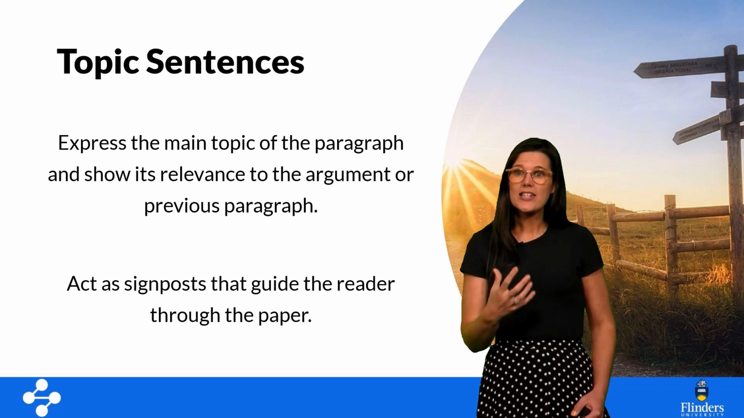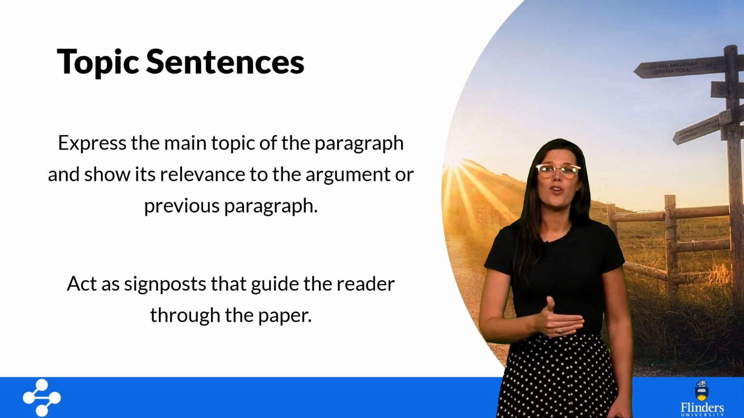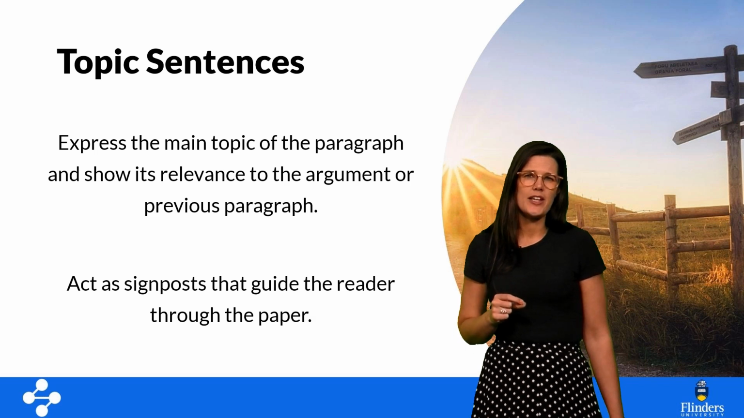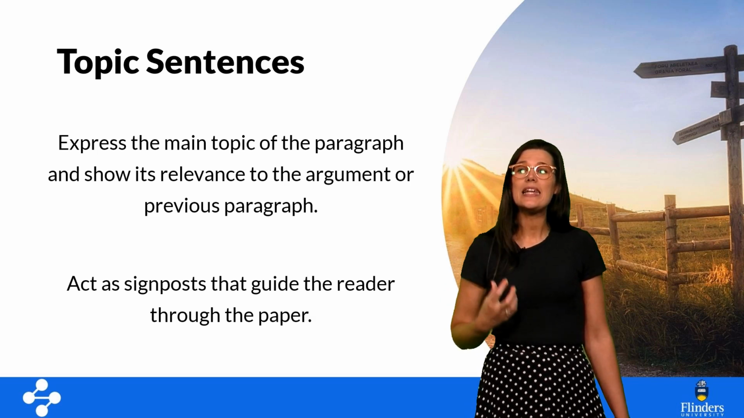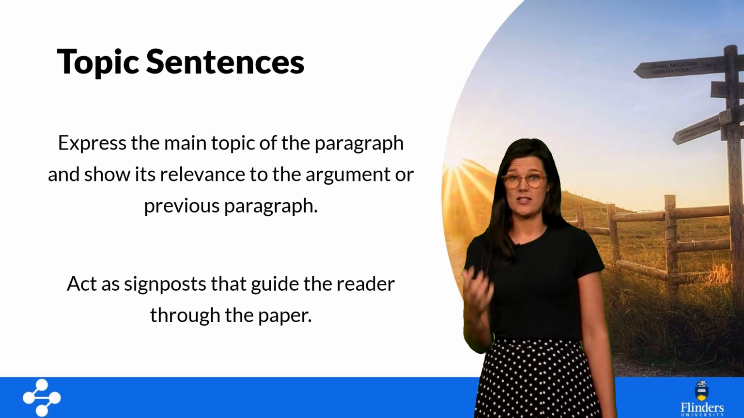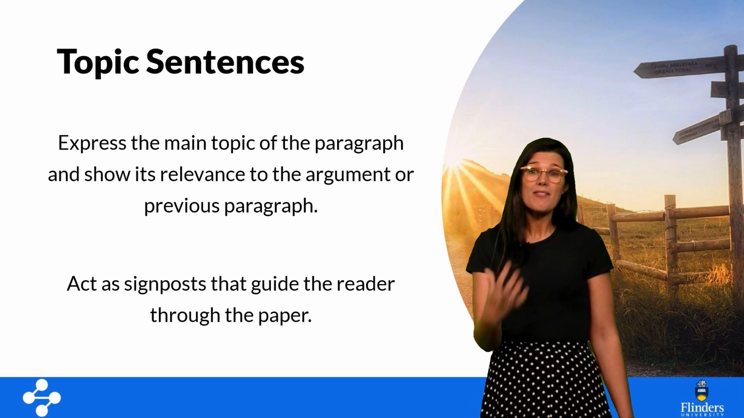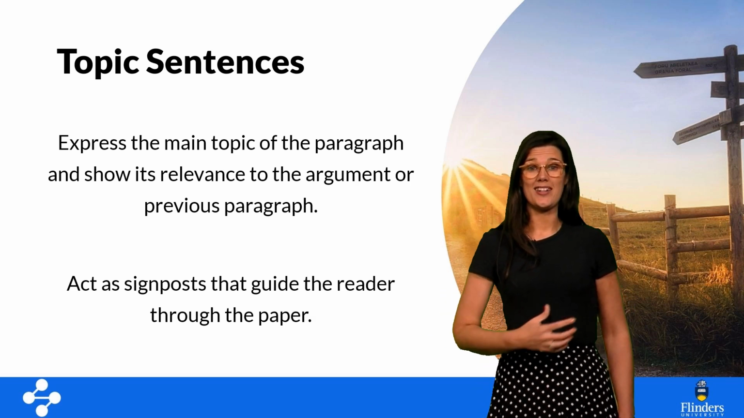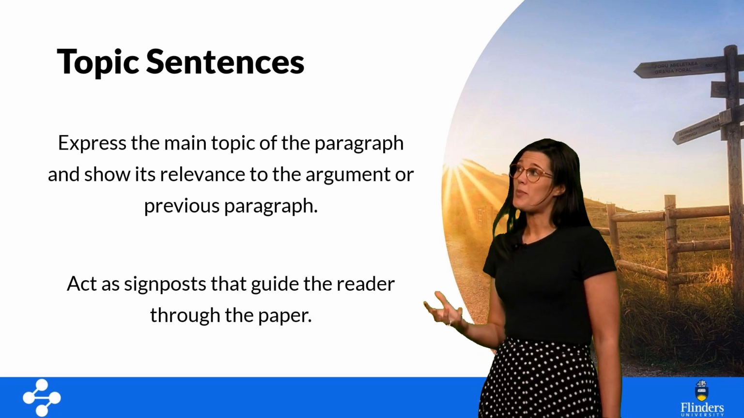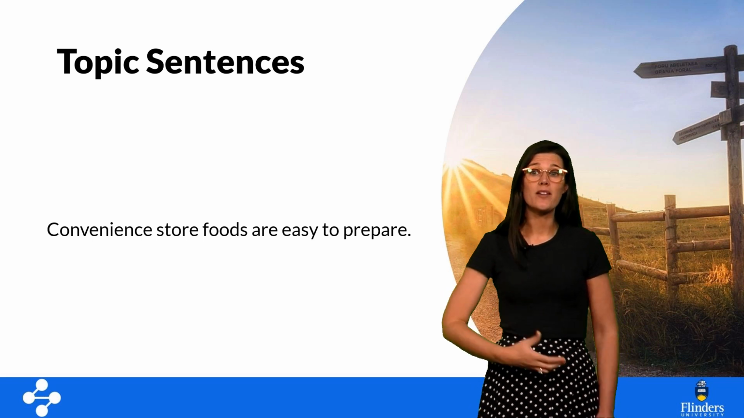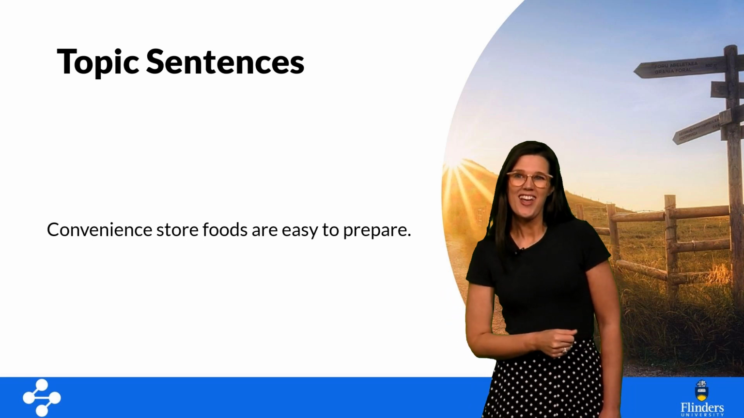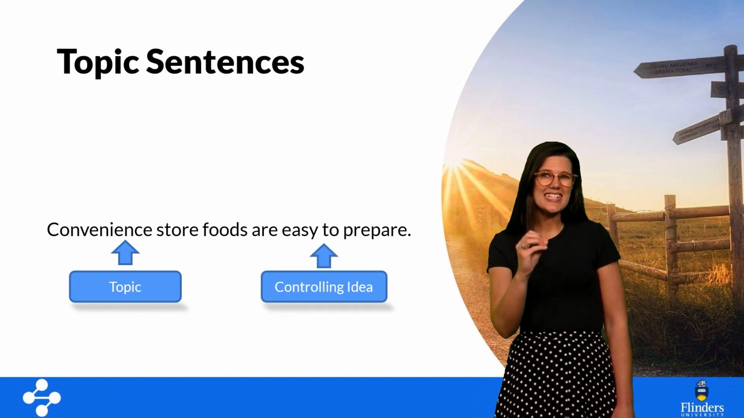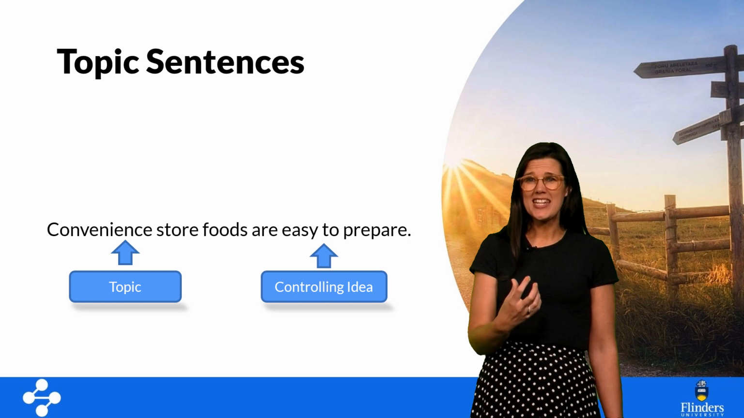And so a reader really should be able to scan through your whole paper and, by just reading that first topic sentence of each paragraph, come away with a very clear understanding of the main points of your assignment. This means they can also navigate their way to whichever point is the most relevant to them if they're not going to read the whole thing in one sitting. So this topic sentence tells us that the writer will talk about convenience foods and their preparation. The topic is convenience foods, and then the controlling idea, so how that's going to be developed, is that they are easy to prepare.